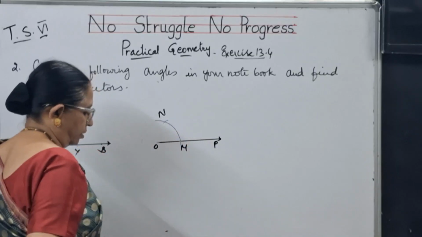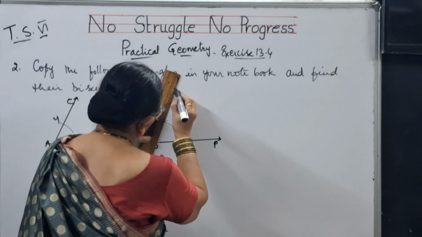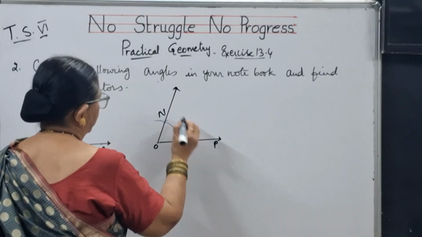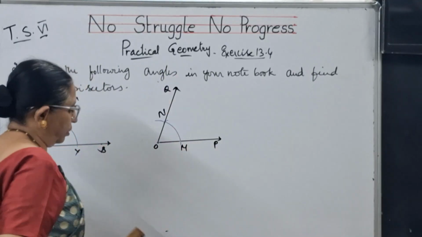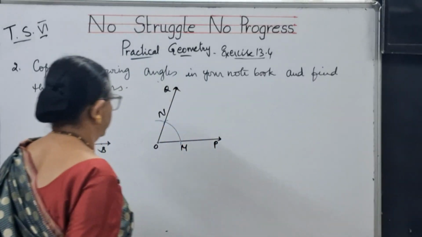And join ON. So this is the angle POQ. Now you need to bisect it.